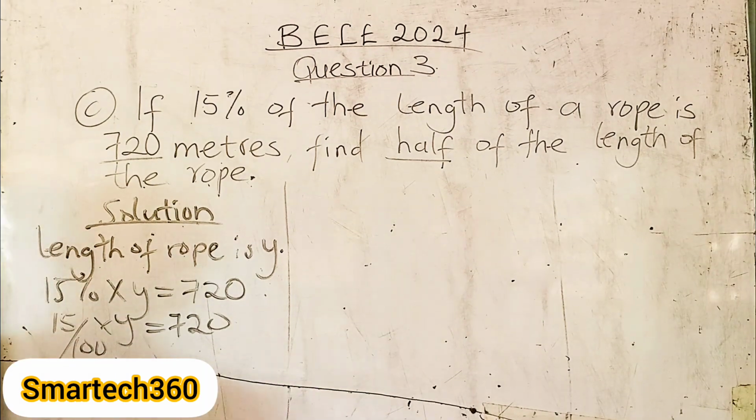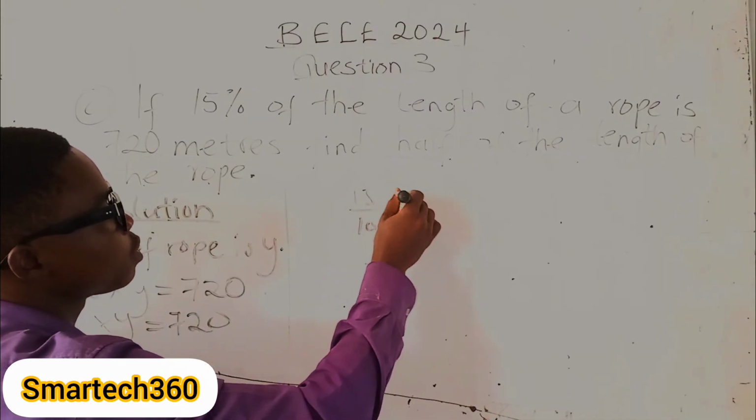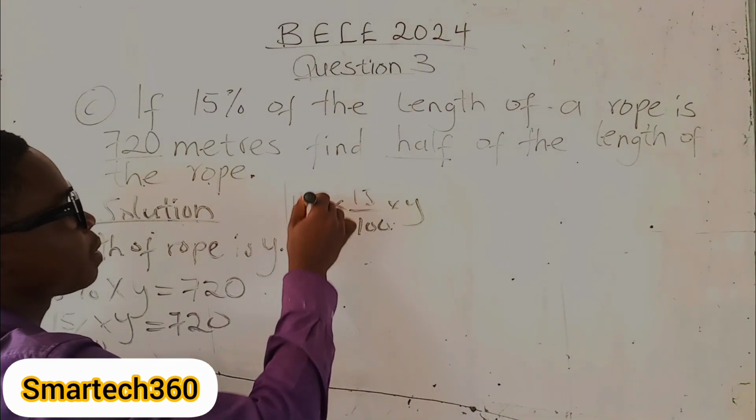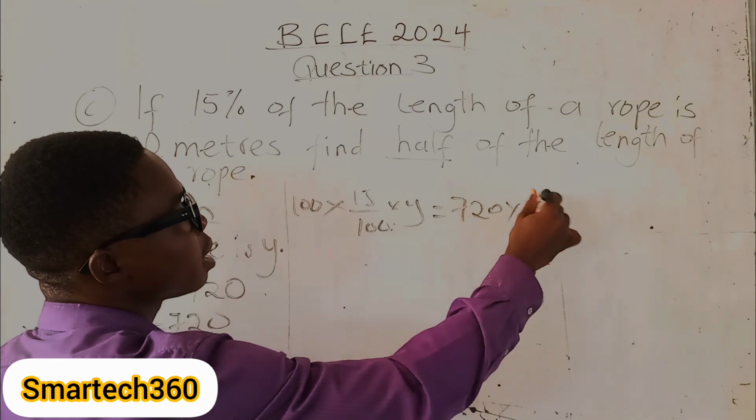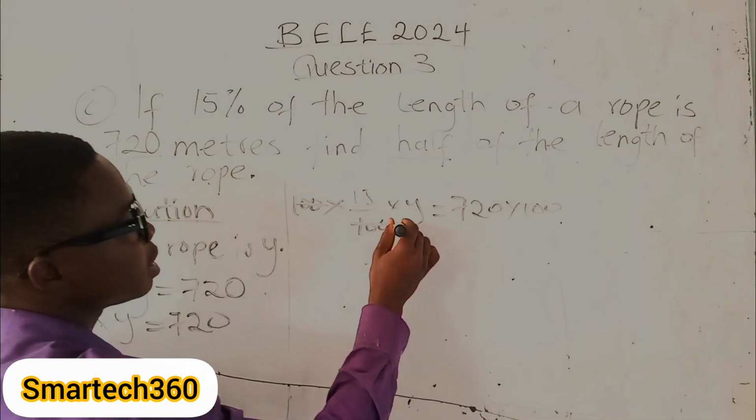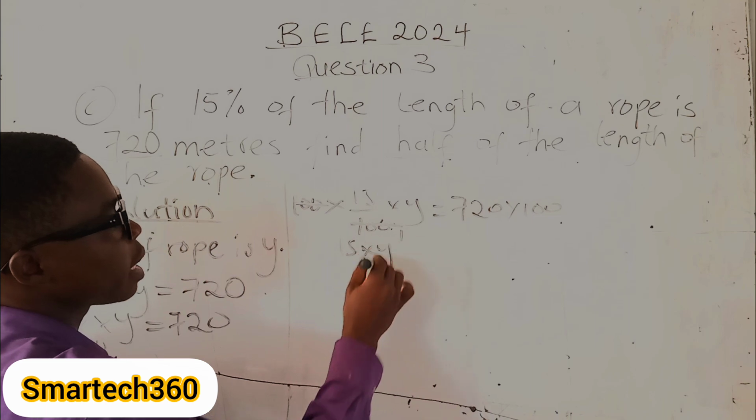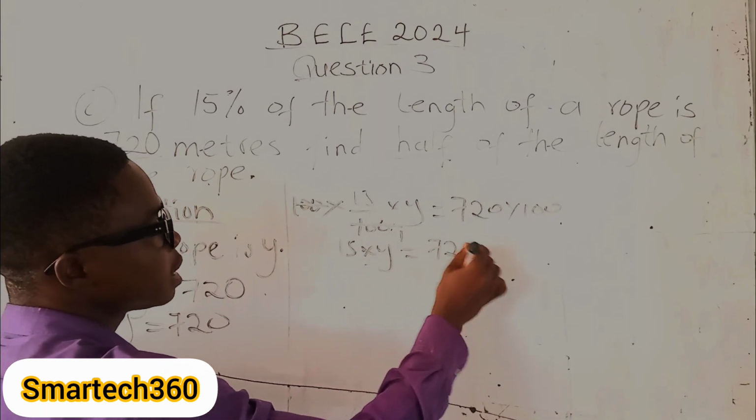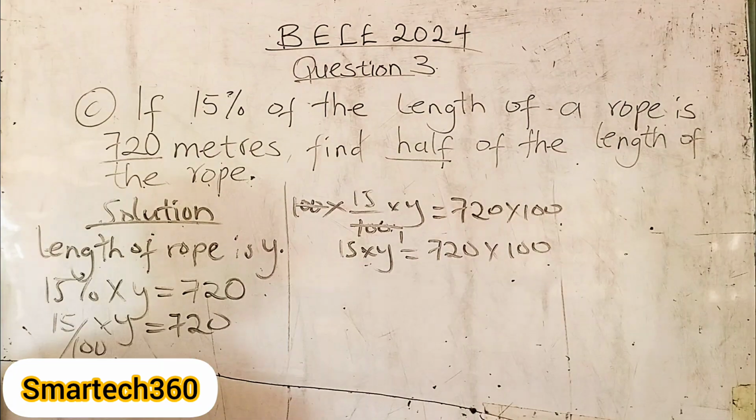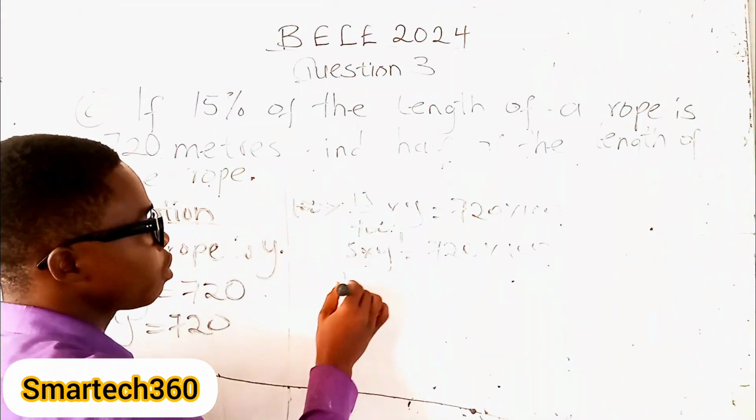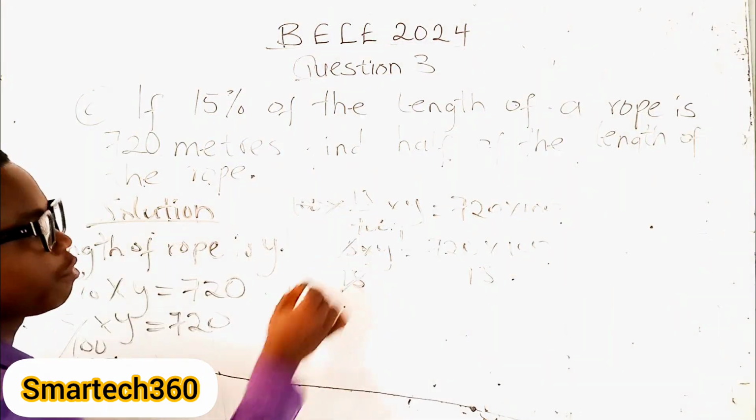So multiply 15 over 100 times Y, then multiply by 100, and this will equal 720 multiplied by 100. So 100 will divide 100, giving 1. Okay, giving 15 times Y equal to 720 multiplied by 100. So the next thing to do is to divide each side of the equation by 15. So 15 will divide 15.